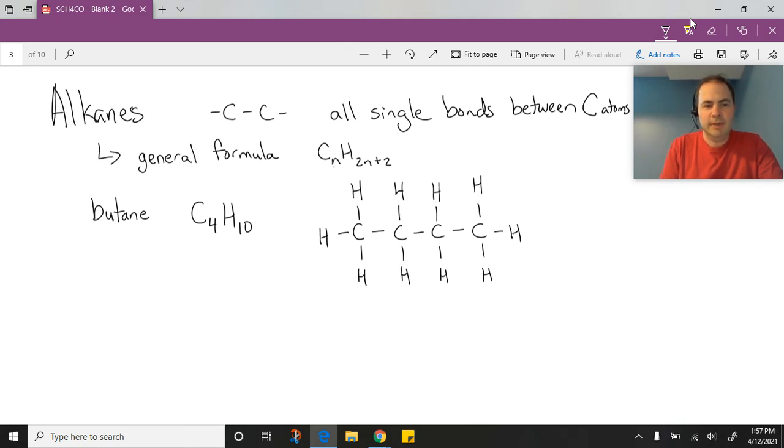We could try it with a 6 carbon, so C6. And then if we follow our same pattern, 2n plus 2, the hydrogens would have to be 2 times 6, which is 12, plus 2 more would give us 14. Now, as we get into naming, this is going to be called hexane. But again, we've got this hydrocarbon, and we know it's an alkane because the formula is C6H14.